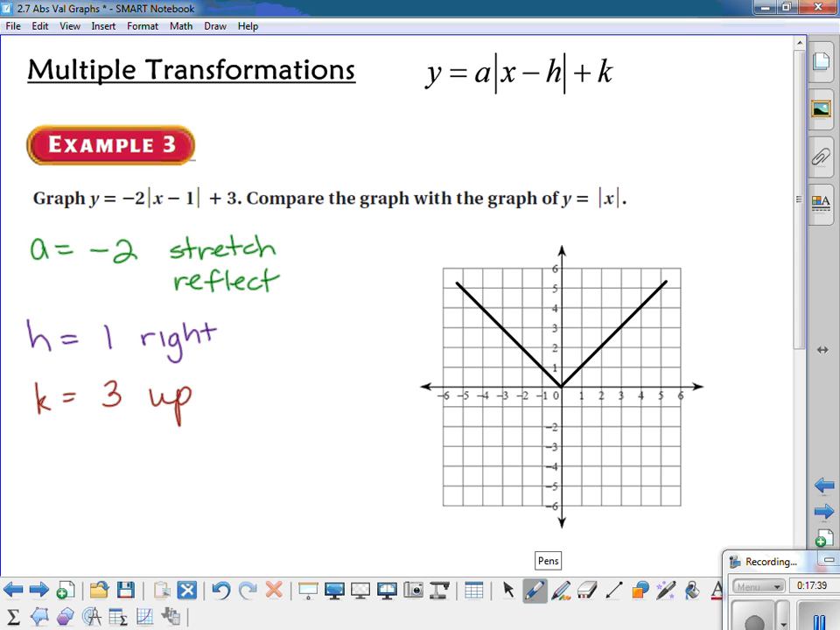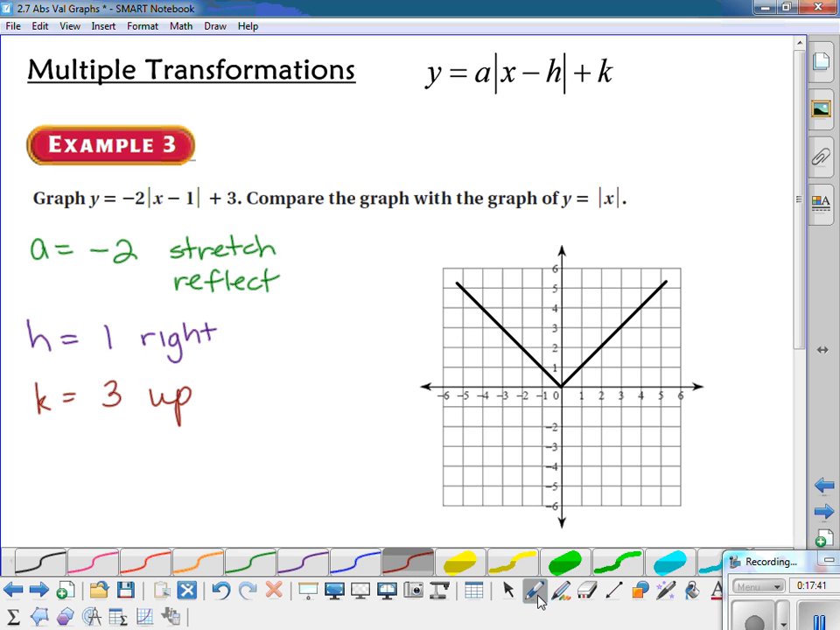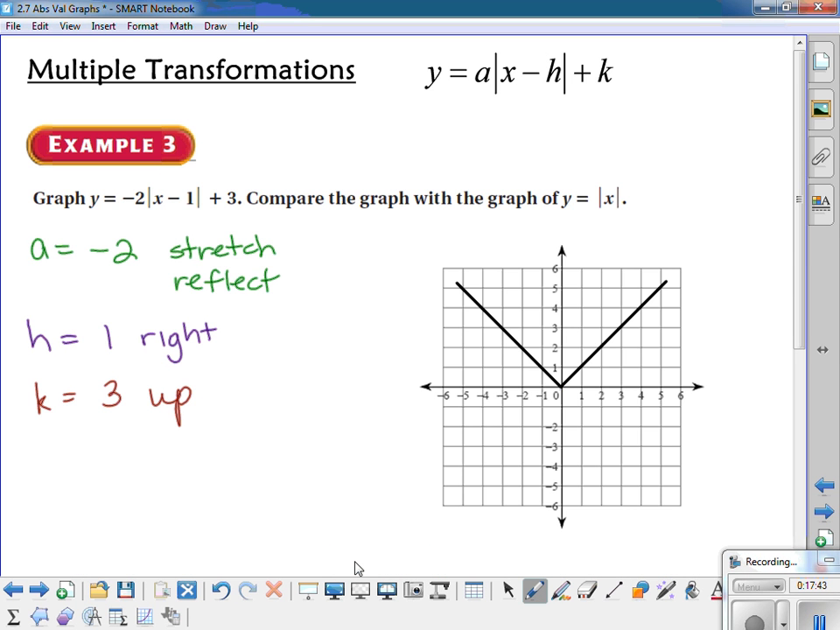All right, so now I'm going to come over to my graph. If I start at my 0, 0, I'm going to go to the right one, and up to 3. There's my vertex. And my slope now is going to be a negative 2, so I'm going to go down 2 to the right one, and do the same thing on the other side. Mirror image. Do a couple more. And there's my graph.